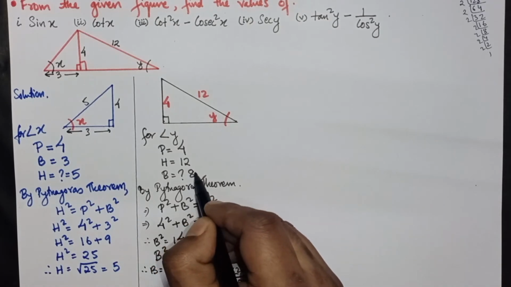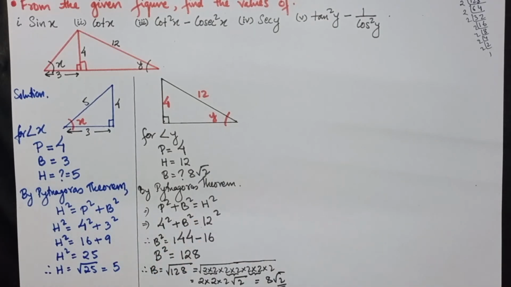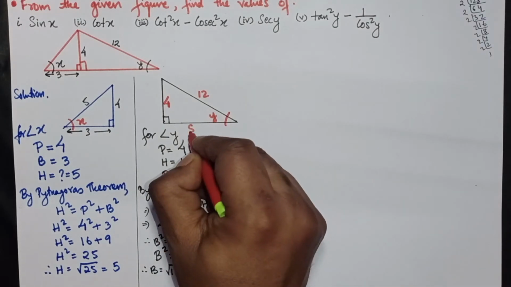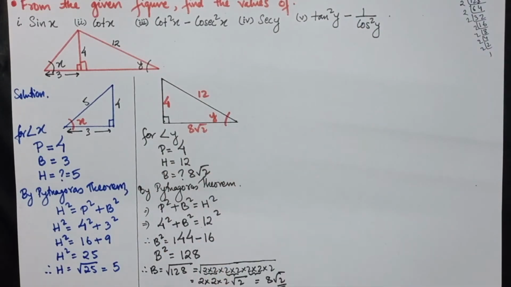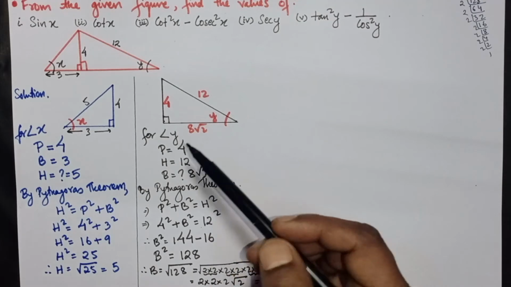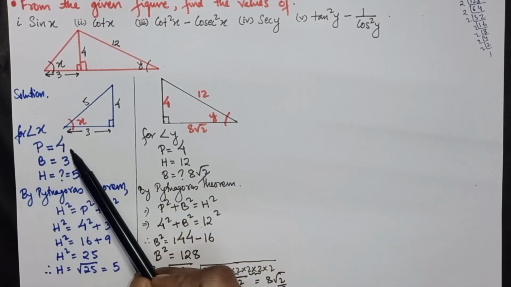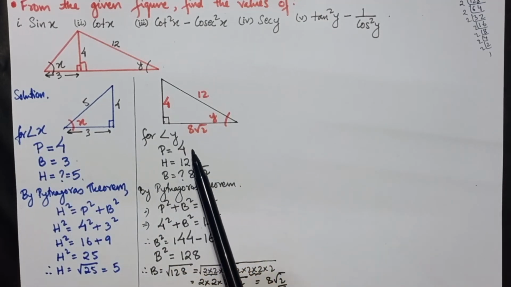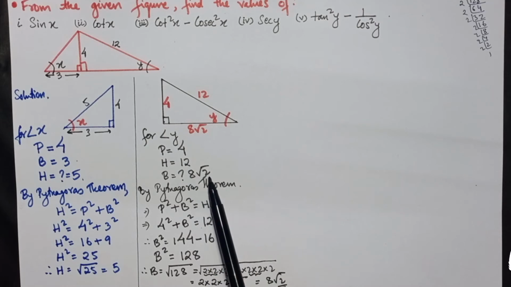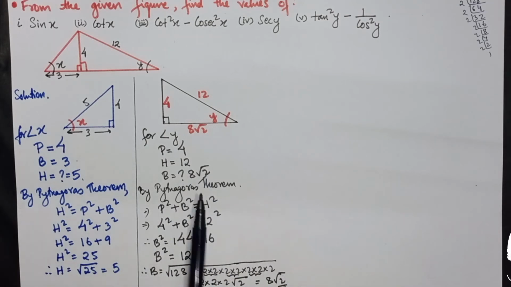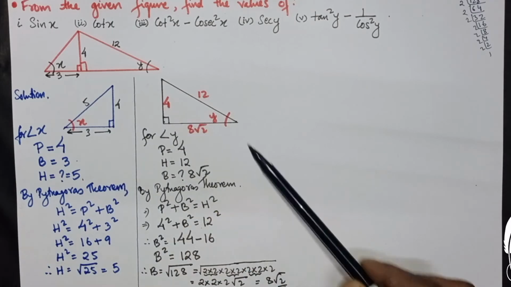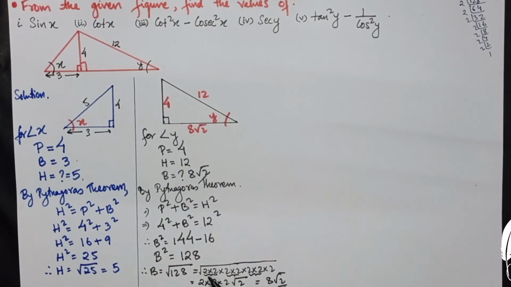So I got the value of the base here, I can write 8 root 2. You can write in the figure also what I got. This is your 8 root 2. So for angle X we got 4, 3 and 5. For angle Y we got 4, 12 and 8 root 2. Now you can find the value of this. This part is only a little bit lengthy and difficult, but you have to be very careful while doing the Pythagoras theorem.